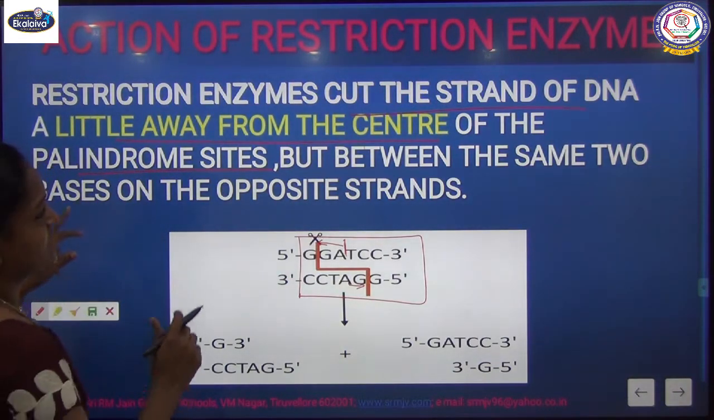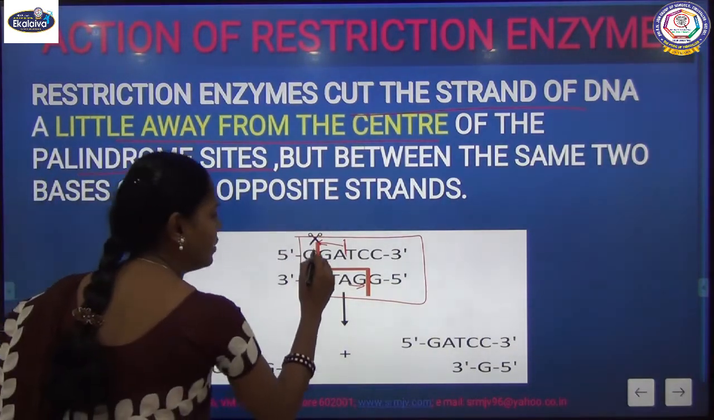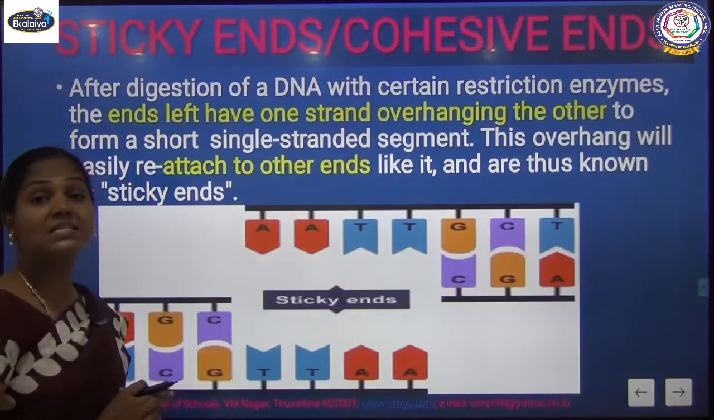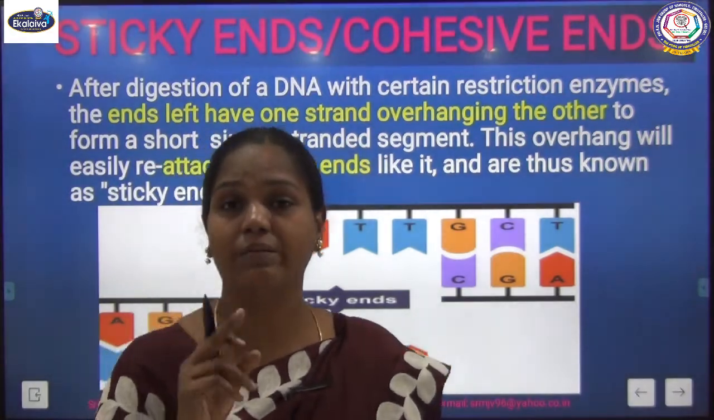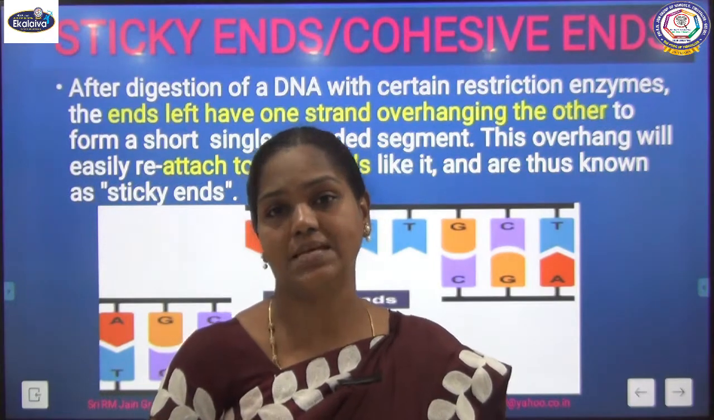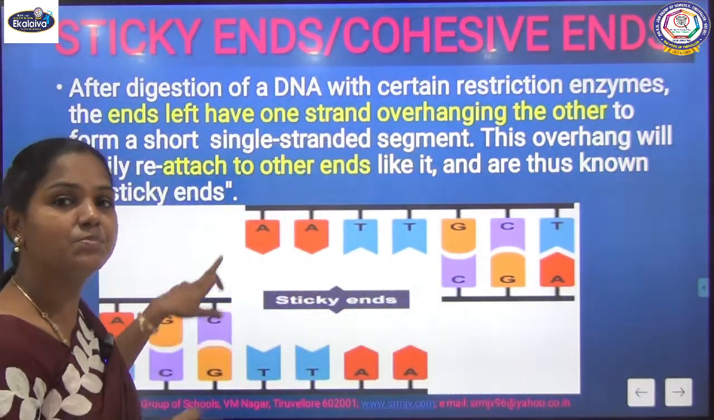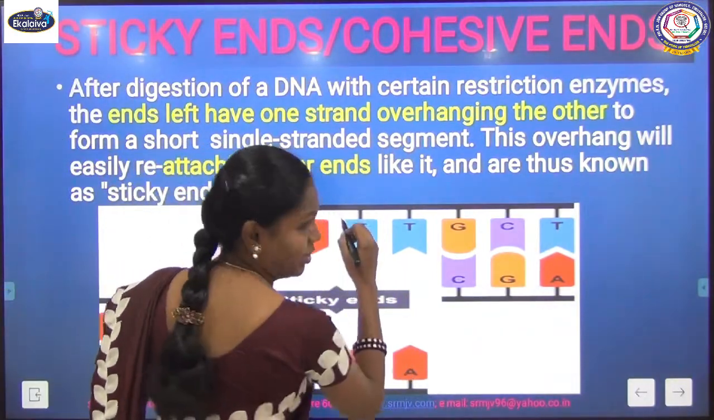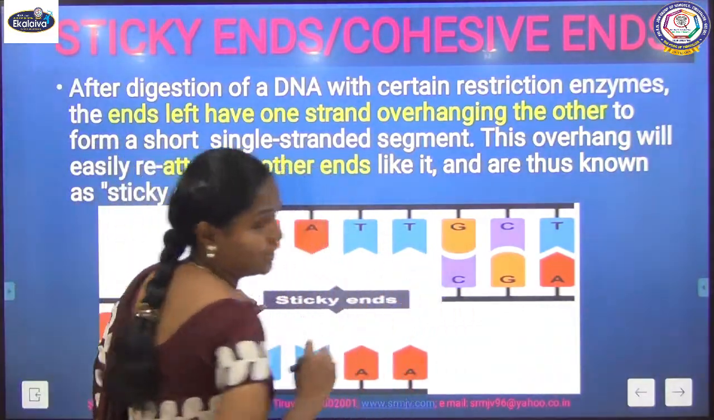So when it is cutting like this, it will be producing the strand, producing the ends called sticky ends. When these enzymes cut our DNA a little away from the center of that palindromic sequence, they will be producing the ends in this manner. There will be an overhanging strand. One of these DNA strands will be overhanging the other strand.